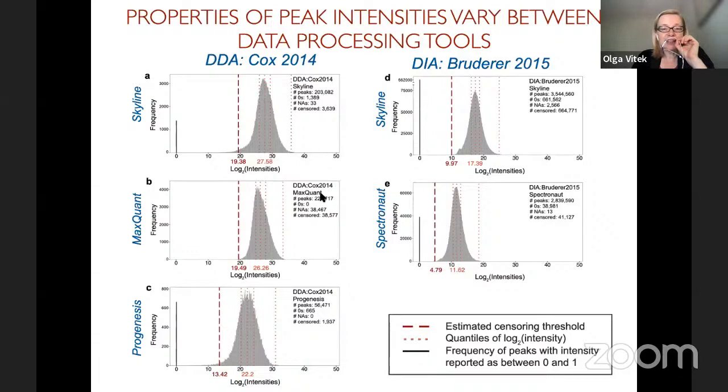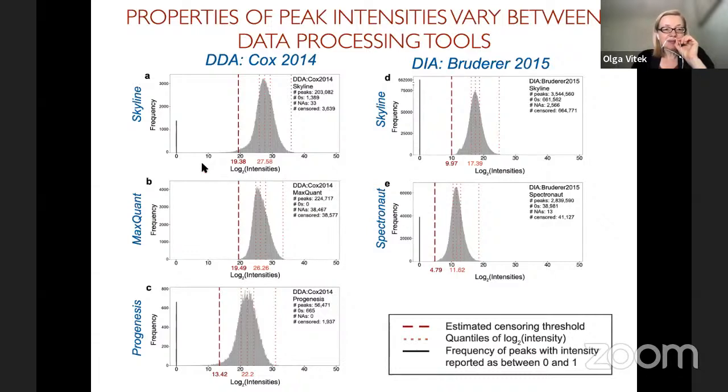203,000 for Skyline, 224,000 for MaxQuant, 56,000 for Progenesis. Big differences. Here, 1,000 zeros, here is no zeros. Here is 600 zeros. Here is 33 missing values, here is 38,000 missing values.